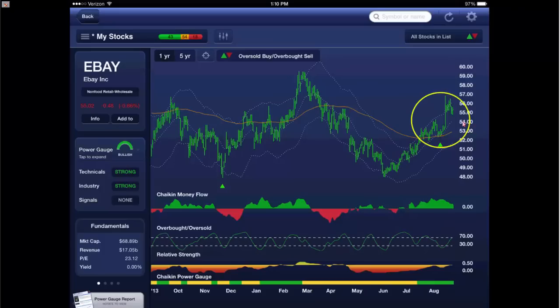Better than expected earnings, a very, very bullish scenario about mobile payments, and the stock gapped up, and it went from 52 and change all the way to 57. Now it's pulling in a little bit. The Apple announcement today was not viewed favorably for eBay.